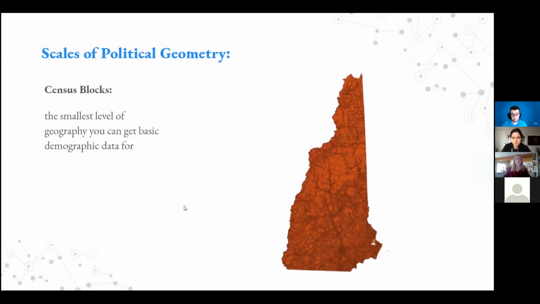So talking about scales of political geometry, the smallest thing that we can look at are the census blocks. In most states, this is just like a city block, but it depends how dense the population is for how big of an area that represents. And this is the smallest level of geography that you can get basic demographic data for from the census, because they can't report data on an individual level just because of privacy reasons, but we can get data down to this level.